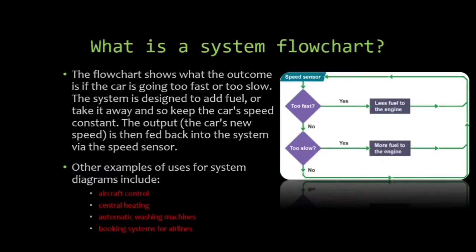This is the diagram. The flowchart shows what the outcome is if the car is going too fast or too slow. The system is designed to add fuel and take it away to keep the car speed constant. The output, that is the car's new speed, is then fed back into the system via the speed sensor.